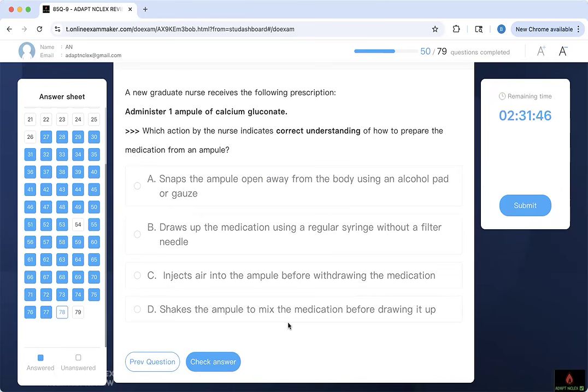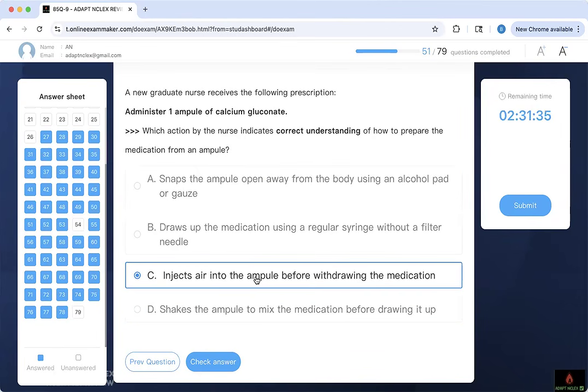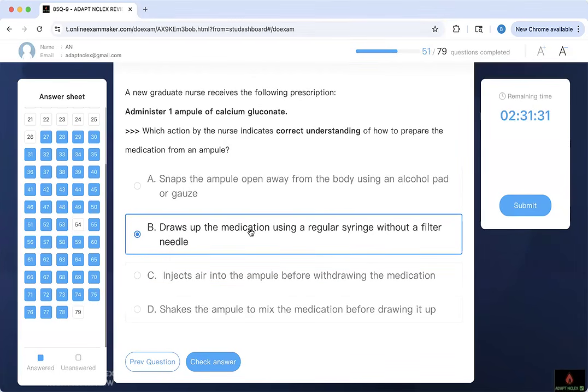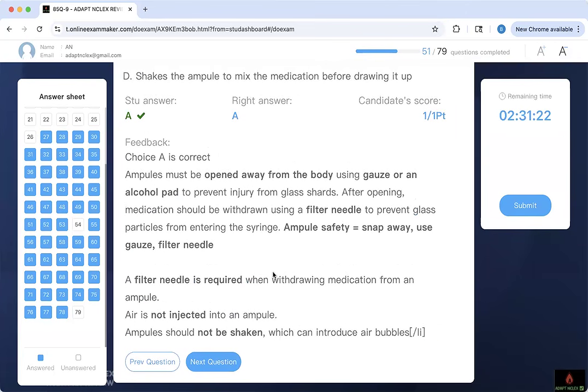You're doing something good. You have to know how to prepare an amp of calcium gluconate. You should not mix it. You should not inject air into the amp before withdrawing. You should not draw up the medication using a regular syringe. You need a filter needle because of the glass that can break. That's the right answer. And the strategy is what?